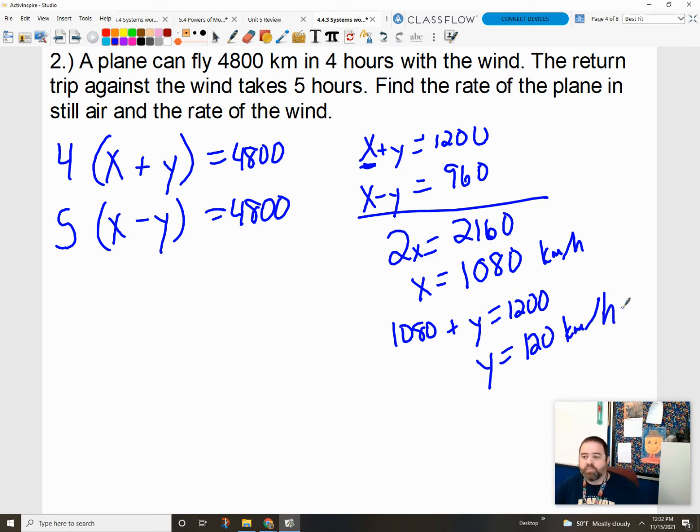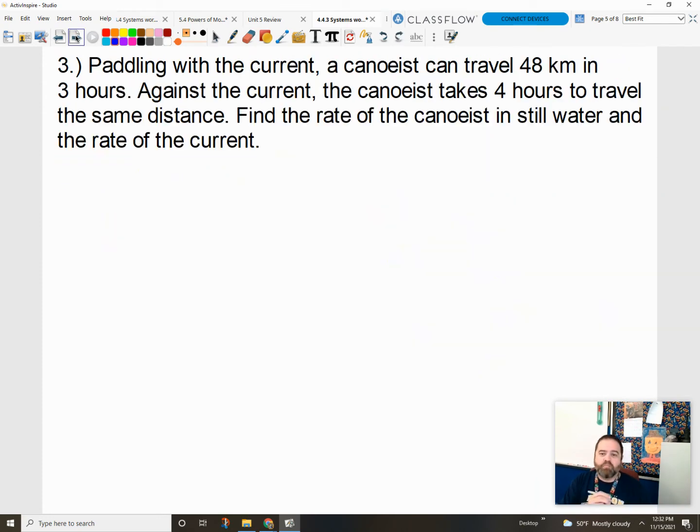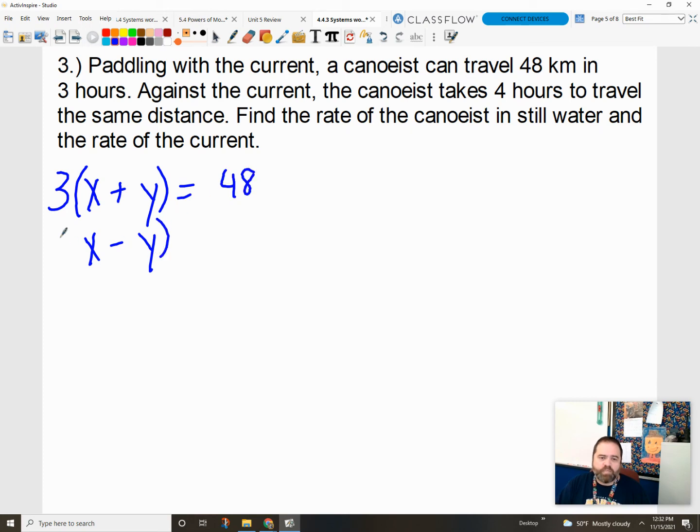Okay. We did a few more examples on this. The only thing that's different when you switch to a boat is the distances and the times are a lot less. Okay, if we're paddling with the current, right? So it's the same setup. I've got our speed plus the current, our speed minus the current. So traveling with the current, our canoeist can travel this 48 kilometers in 3 hours. Turn around and you paddle back upstream, so it's slowing you down. It's going to take you 4 hours to go the same 48.